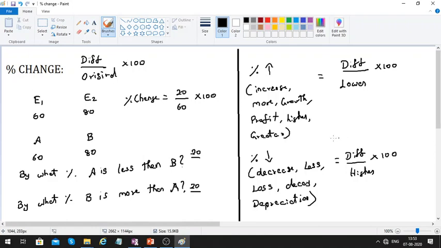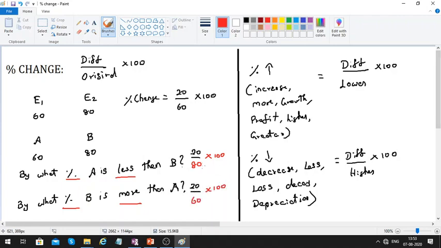Now applying these two things over these two questions, by what percent A is less than B. So as we are having percentage less, we have to go for difference divided by higher value. Higher value among these two is 80. So for the first question, 20 by 80 into 100. For the next one, by what percent B is more than A. So 20 divided by, if something is increasing, it will increase from a lower value. So 20 divided by 60 into 100.